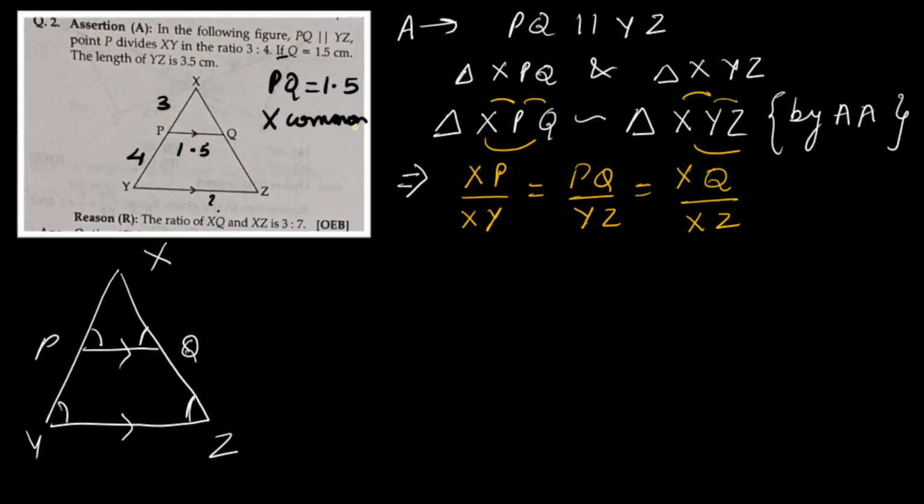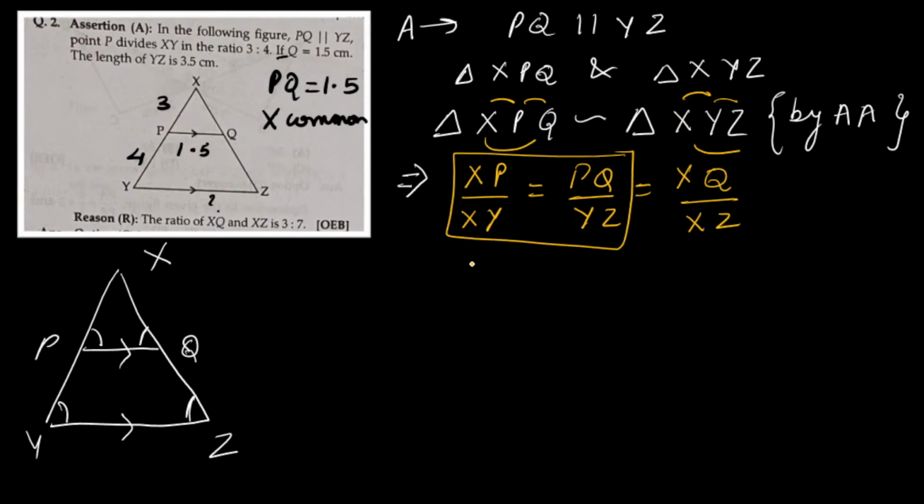Now see, XP and PY are given to us. I have XP, so PY is not needed. What will be the value of XY? Because I have to use this one, since XP I know. Moreover, I have to find the value of YZ, and PQ is given to us. So the first two we have to use. That means I have to use the first two ratios.